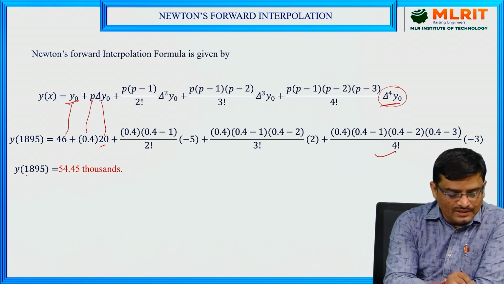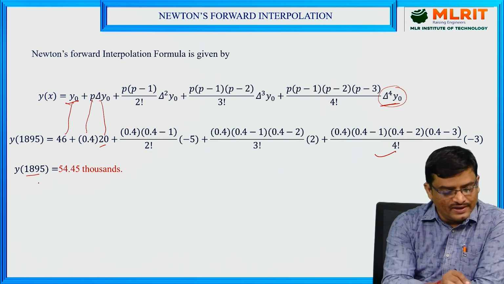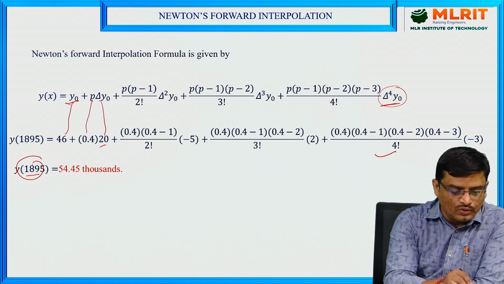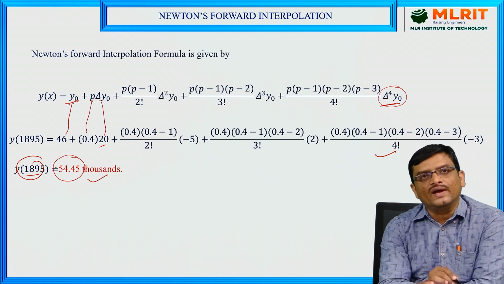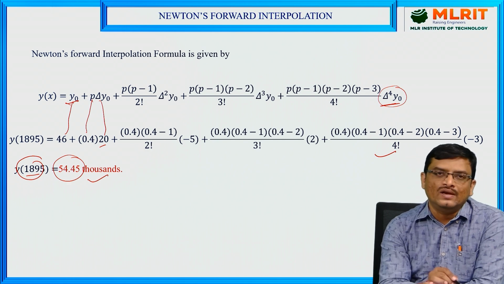So in the year 1895, the population of the town is 54.45 thousands. So this is the way we can find the value of y at a particular given value of x by using Newton's forward interpolation formula.